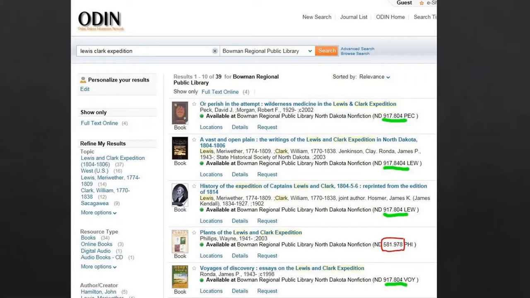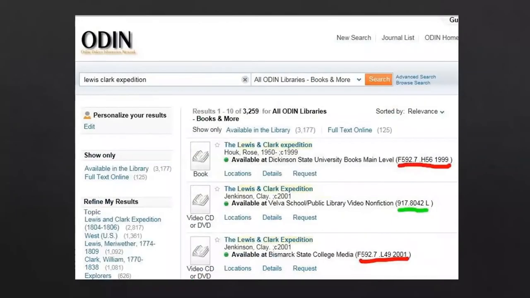Notice the Dewey number in red is a 581 number. That's a plant number because that book focuses mostly on the plants they encountered. If you don't find anything in your library, expand Primo search to all Odin libraries. But remember that some of the libraries in Odin use LC type call numbers. You should only look at Dewey numbers highlighted in green, not LC numbers, which are here in red.